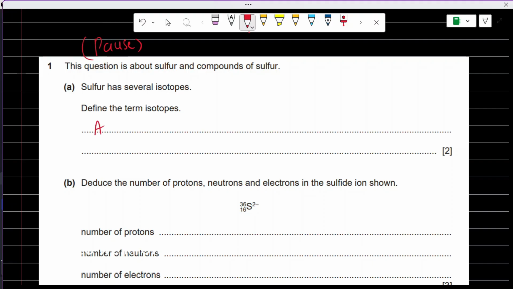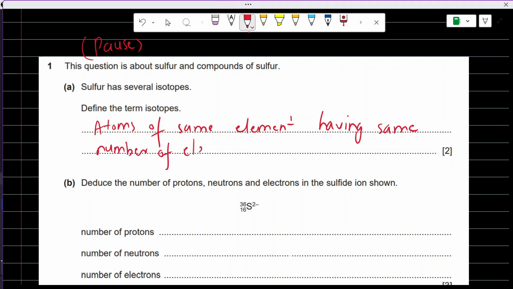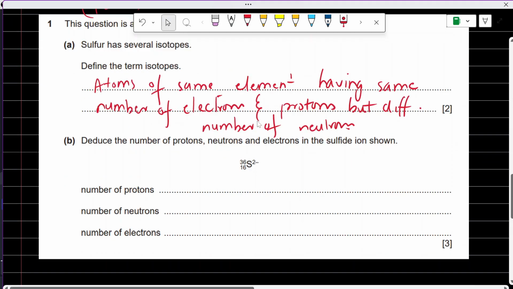So we know that atoms of the same element, right, having the same number of electrons and protons, okay, but a different number of neutrons. Right?